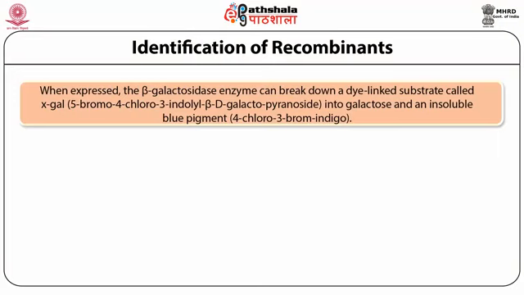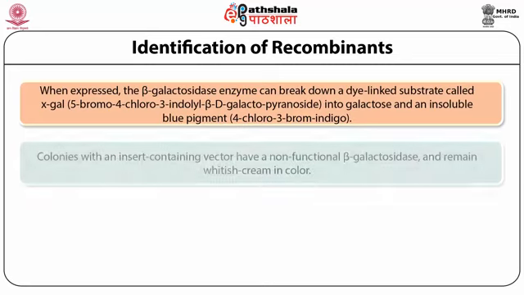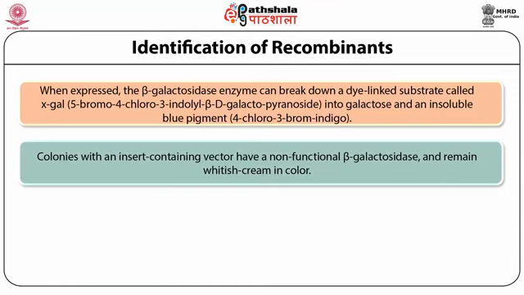That is, the chemical name is 5-bromo-4-chloro-3-indolyl beta-D-galactopyranoside. This particular compound is broken down into galactose and an insoluble blue pigment called 4-chloro-3-bromo indigo. Colonies with an insert-containing vector have a non-functional beta-galactosidase because it is interrupted by insertion of the DNA molecule. The gene is inactivated, so non-functional beta-galactosidase is produced, and these colonies which receive this vector remain whitish cream in color.